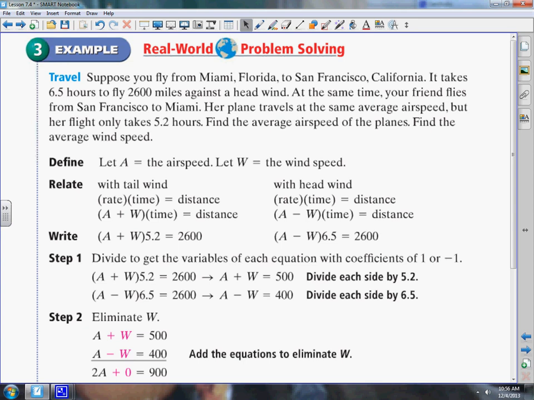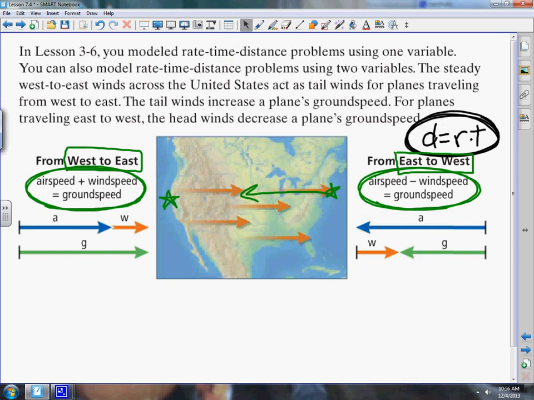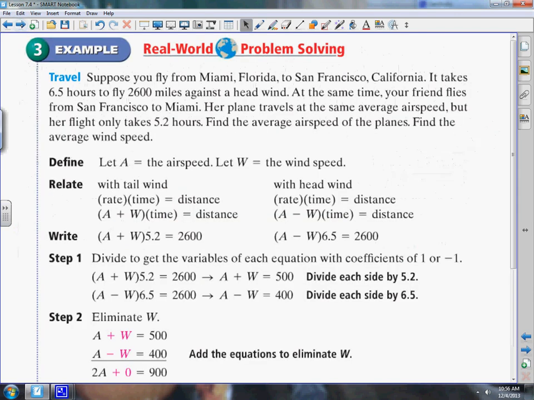So what you need to do is look at the two separate equations, and you're going to have to fill in these. So airspeed plus wind speed equals ground speed, and airspeed minus wind speed equals ground speed. So they have air plus wind times time equals 2,600. This is for your friend because it took her 5.2 hours. And then air minus wind speed times time equals 2,600, because they both traveled the same distance. They're both going 2,600, just in different amounts of time.